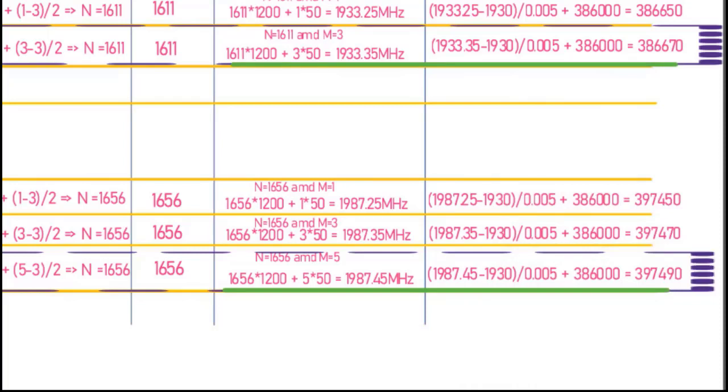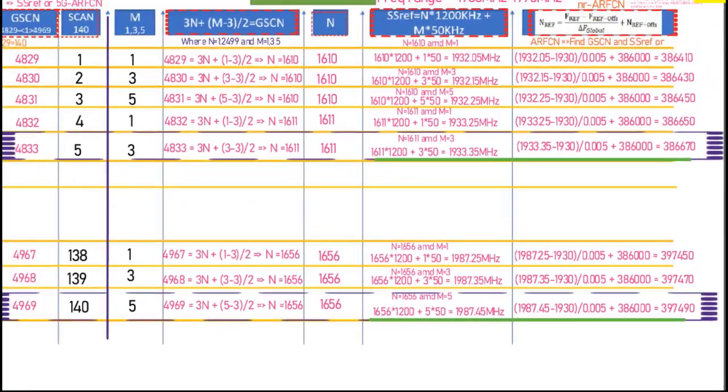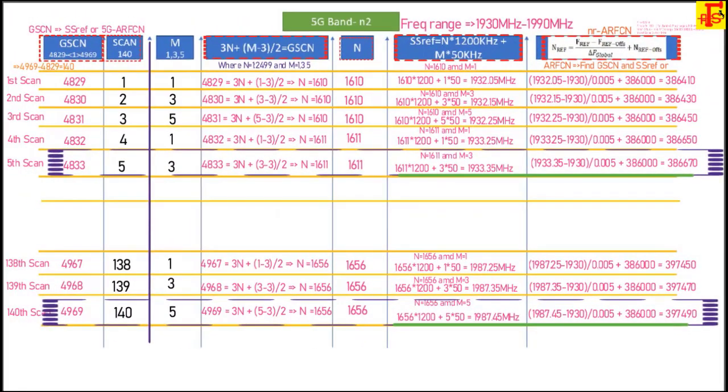So this is the way to calculate and find the SSREF location and AFCN value. In this way, the UE scans the frequency raster one by one and tries to reach the SSB central frequency location, that is the SSREF. Now we have got a frequency location for the SSB, that is the SSREF. Next we will see the time domain location, how the UE finds the SSB position in the time domain.